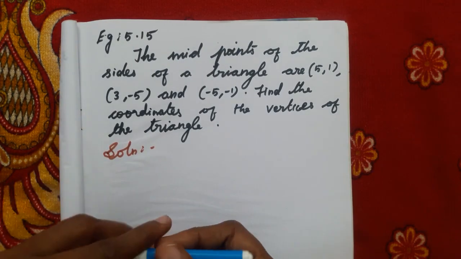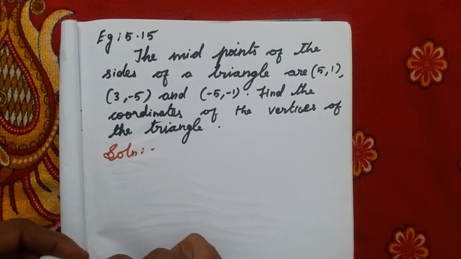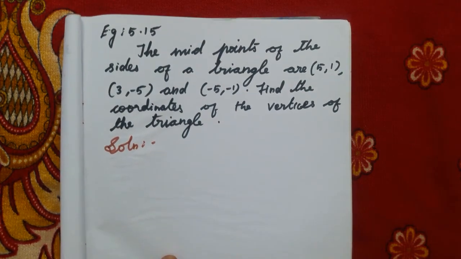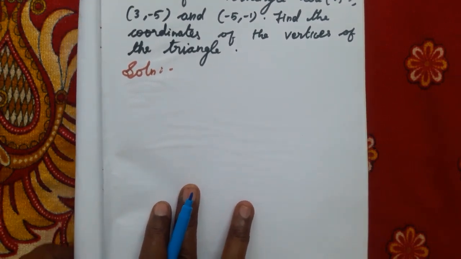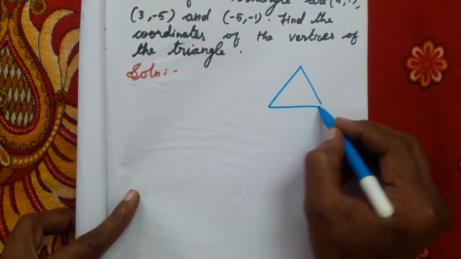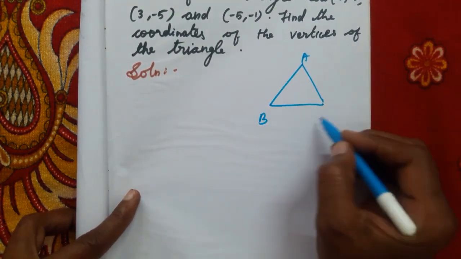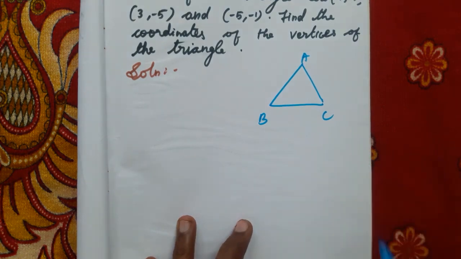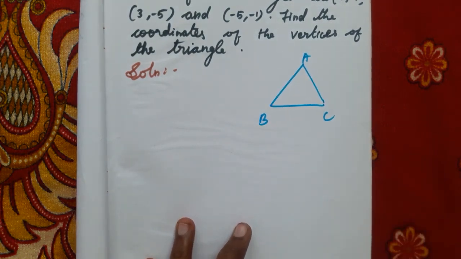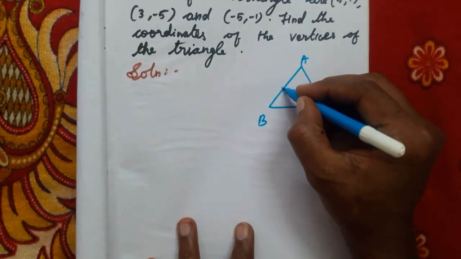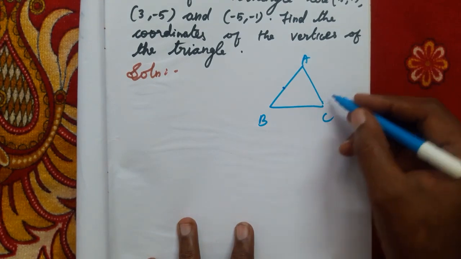Now I am going to explain example 5.15. The midpoints of the sides of a triangle are 5 comma 1, 3 comma minus 5 and minus 5 comma minus 1. Find the coordinates of the vertices of the triangle. Please listen here. It is a 5 mark question, triangle ABC. Here the midpoints of the sides of the triangle are given. Midpoint of AB is 5 comma 1.